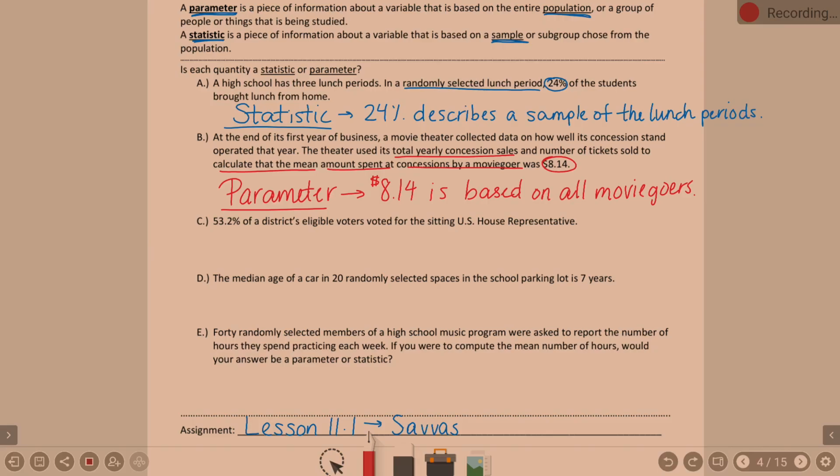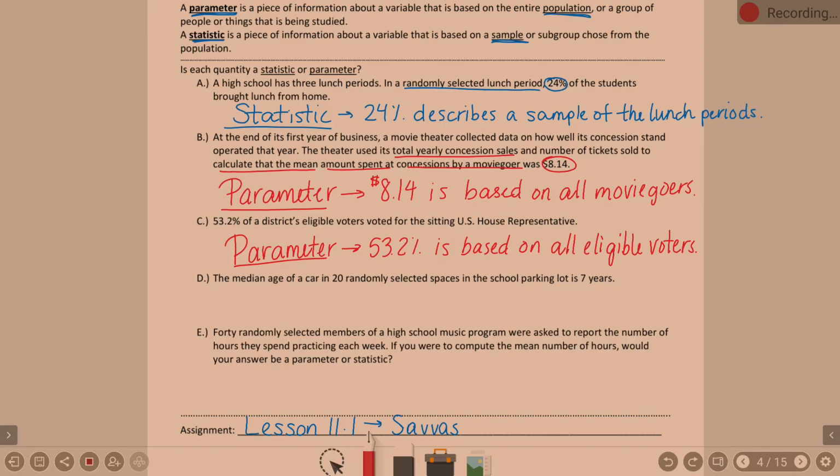Yeah. So I'm going to say parameter, and 53.2% is based on all eligible voters. D.